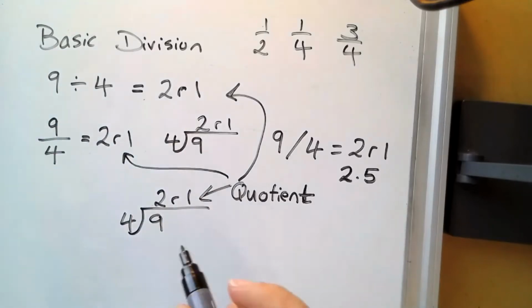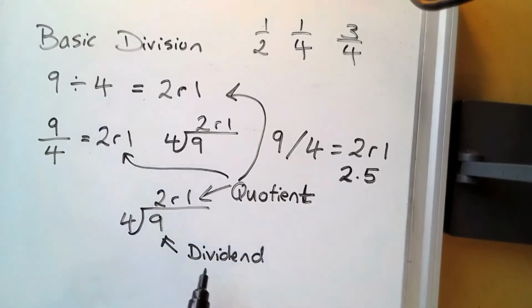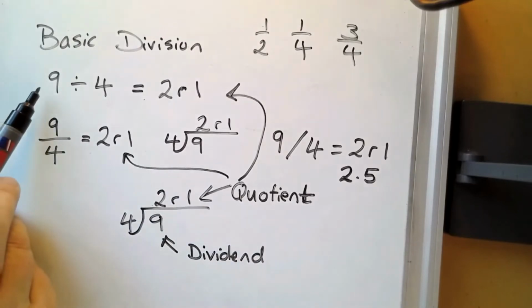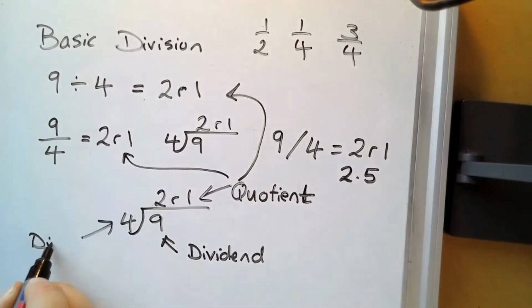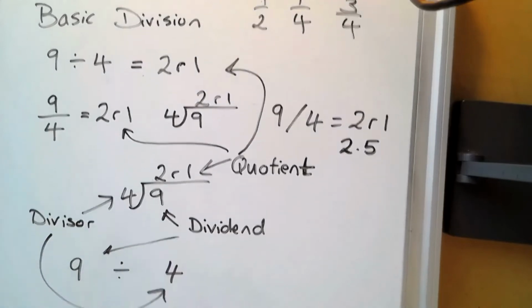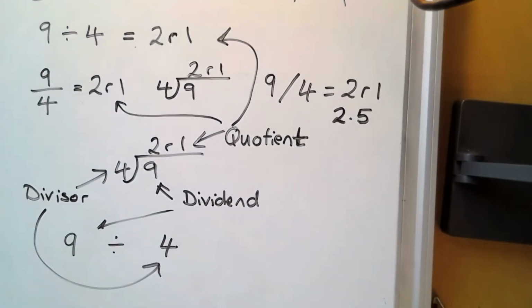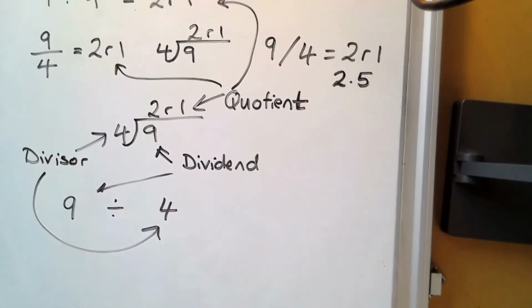That's what that means. This number under here is called the dividend. It's the number we are dividing up. So it is the 9 up here. This is the dividend. And then this one here is the divisor. And this is the number that we are dividing by. So 9 divided by 4, the 9 is the dividend, and the divisor is the number we are dividing by. So many arrows. If you want to write them, please press pause and you can write.